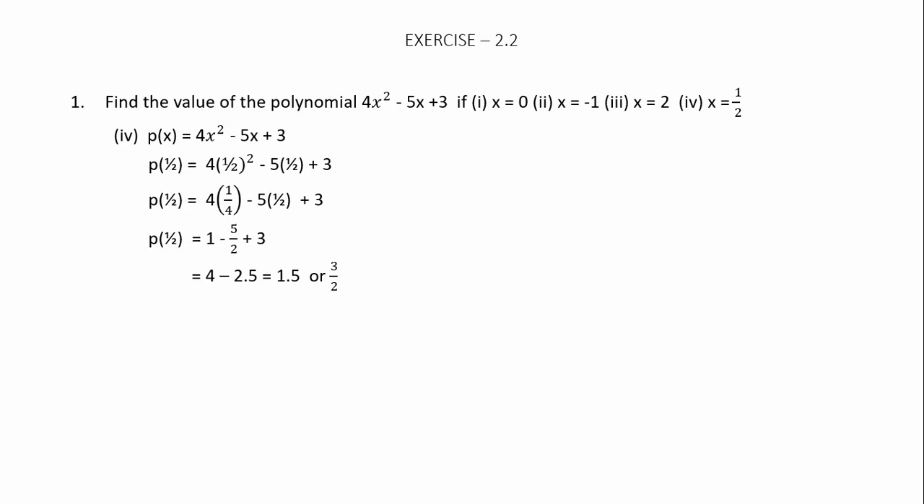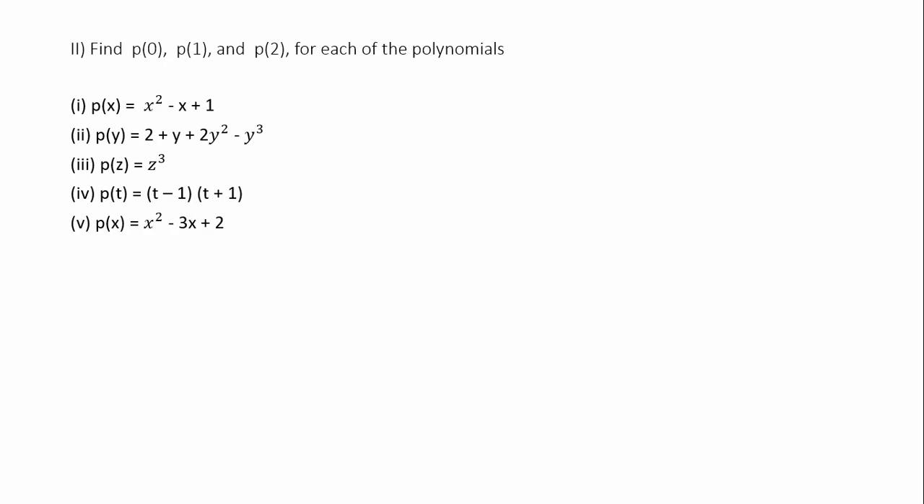Now coming to the second one, say 2.2, find out the value of polynomials. Find P of 0, P of 1, P of 2 for each of the following polynomials. There is nothing more to explain. Just I have given you the first question as P of x is equal to x square minus x plus 1. So P of 0 is equal to 0 whole square minus 0 plus 1. So the final answer will be equal to 1.